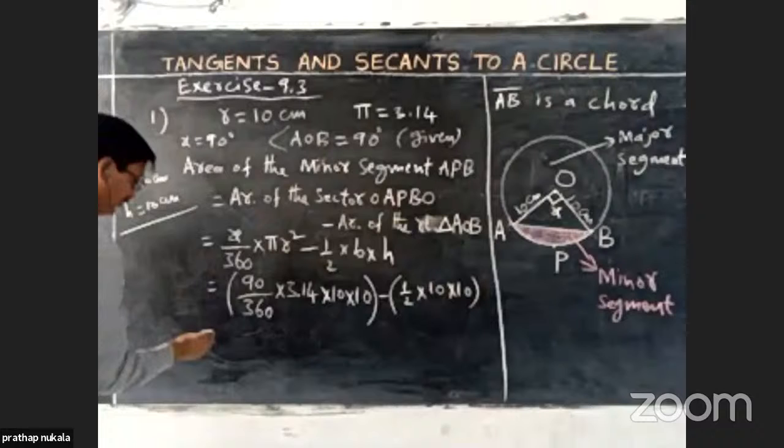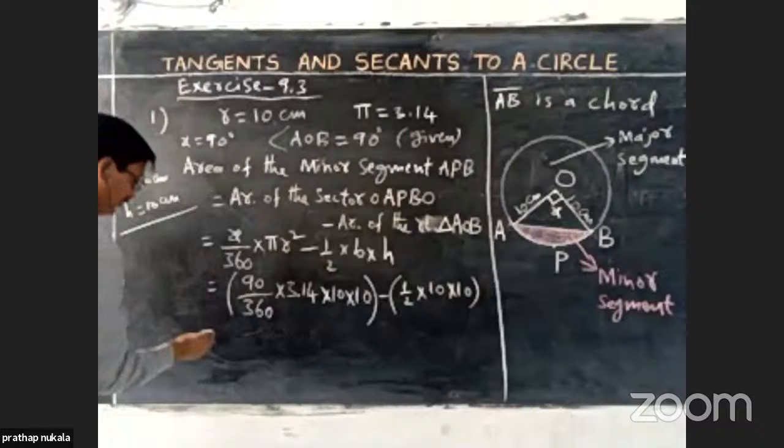Now 0, 0, 9 1s are 9, 9 4s are 36. Okay, 2 2s are 4, 2 5s are 10. Again 2 1s are 2, 2 5s are 10.